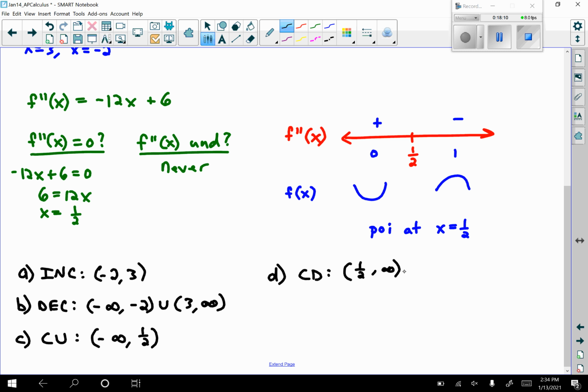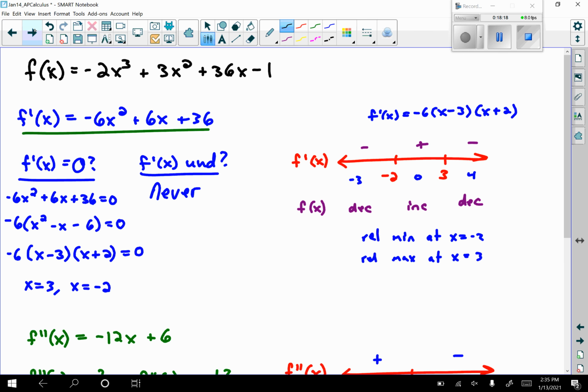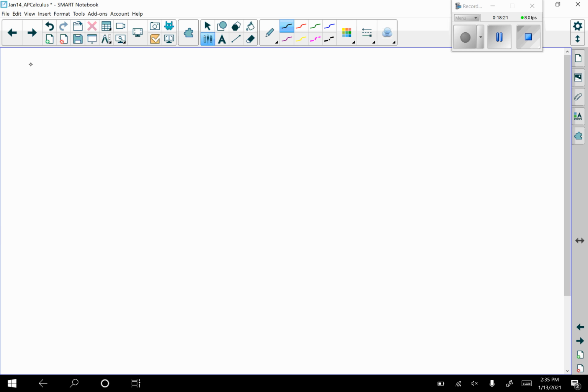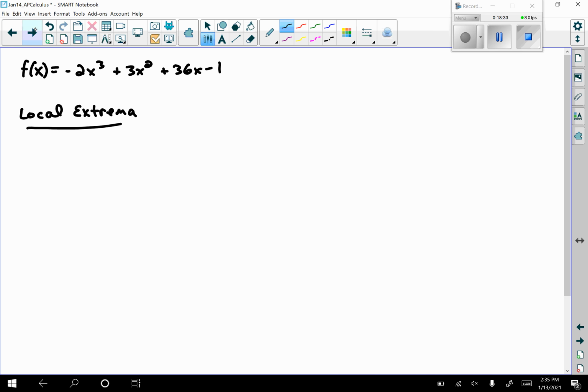All right, now for E and F, again, going back to this, we just want to find the local extrema. So this is just finishing the ordered pairs of the function. So let's add a page here. All right, so our local extrema, we are going to calculate. We need f of -2 and f of 3. And for our point of inflection, we need f of 1/2.